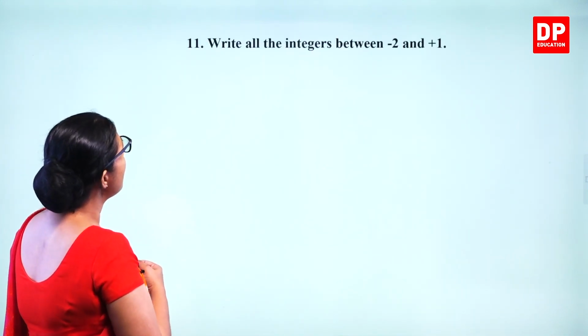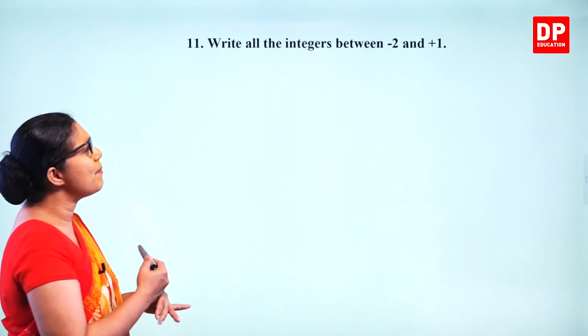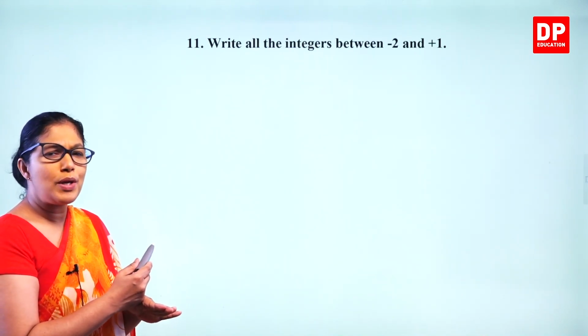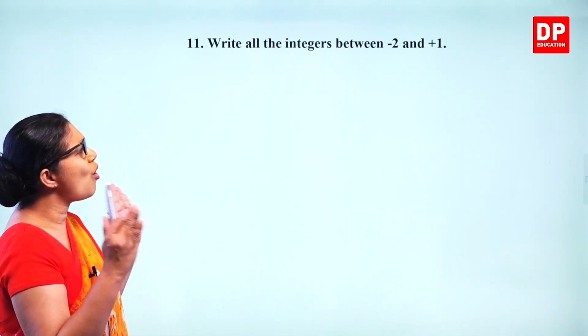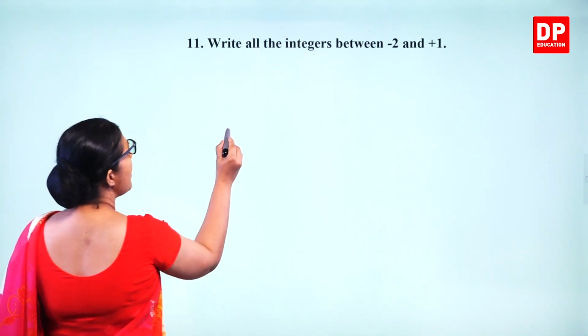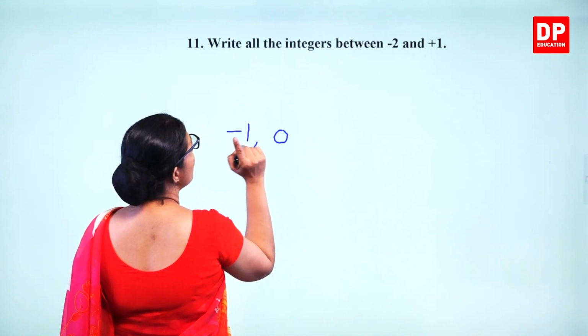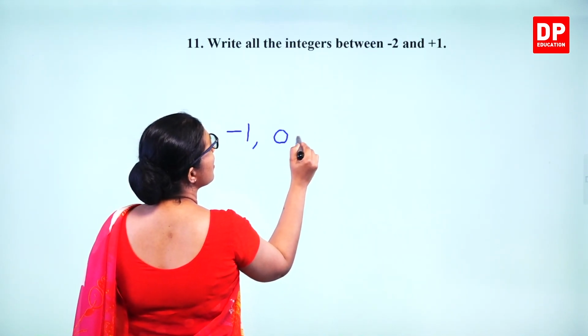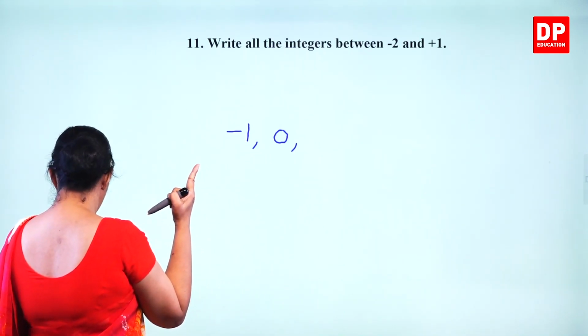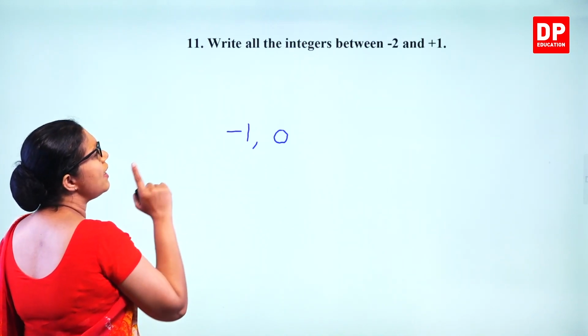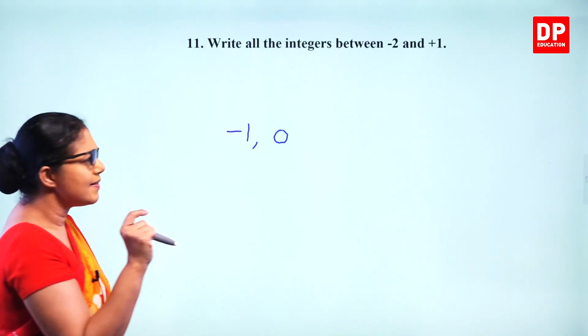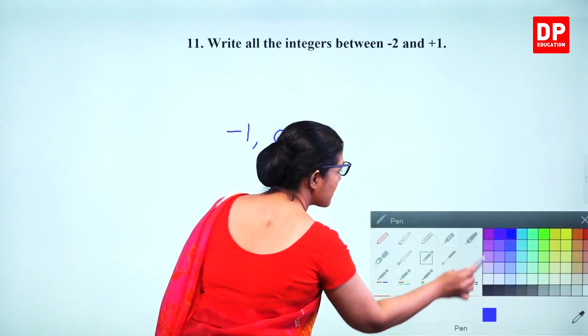Question number 11. Write all the integers between -2 and +1. Between means you can't take -2 or 1. So what are the other numbers? You can take -1. Then 0. 0 is an integer. Then you can't write 1 in between. So only -1 and 0. 2 marks.